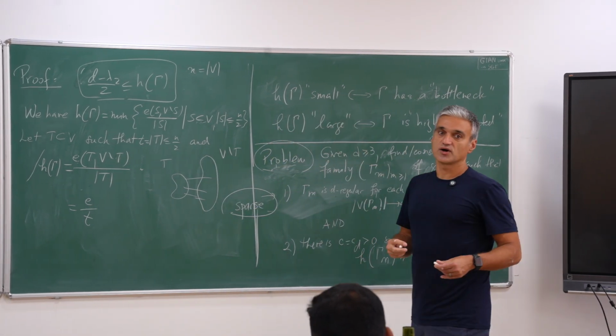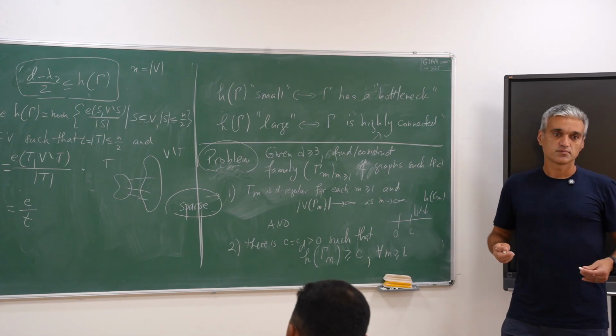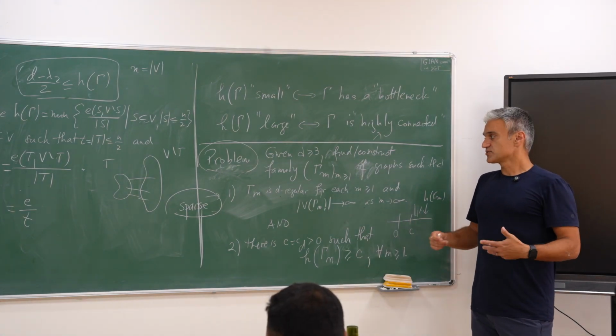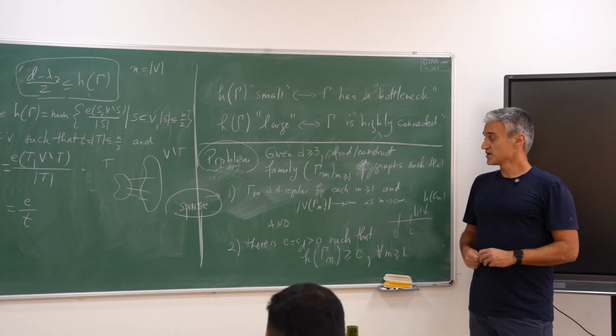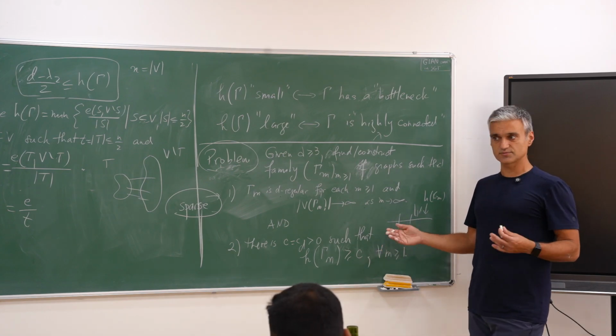So sparse means you don't have many edges. You have linear many edges in the number of vertices, which again, like I said, asymptotically is best possible for connected graphs. The second condition: there is C such that all these graphs have expansion constant bigger than 0.